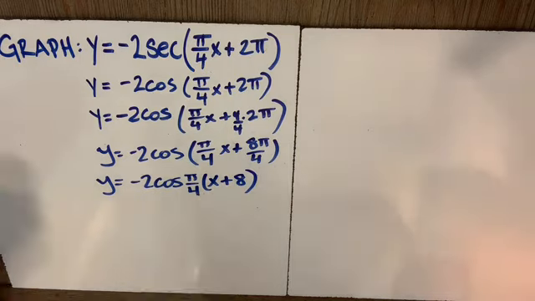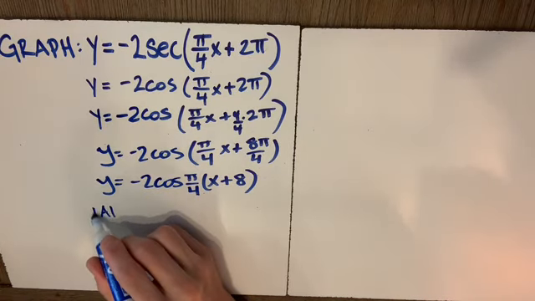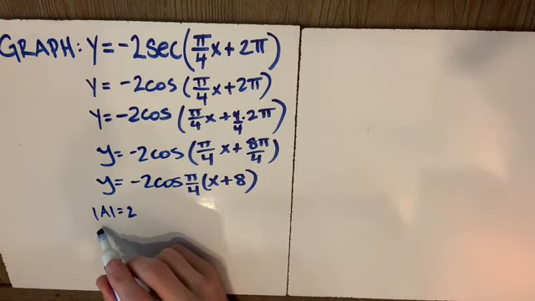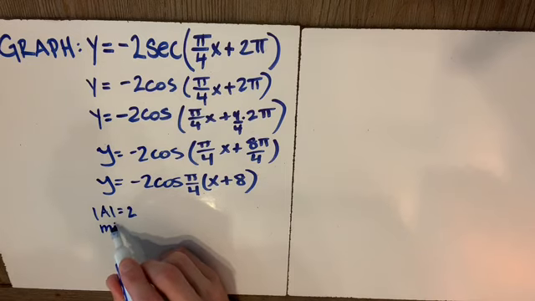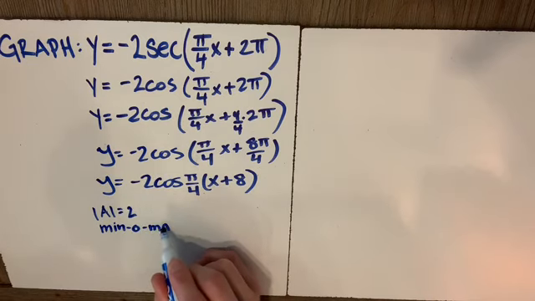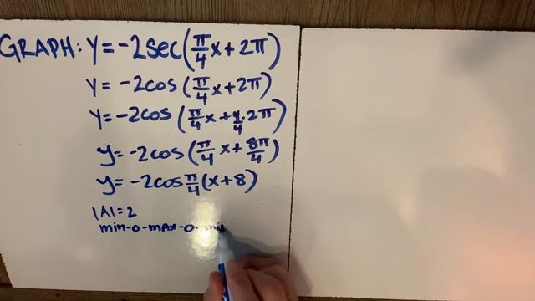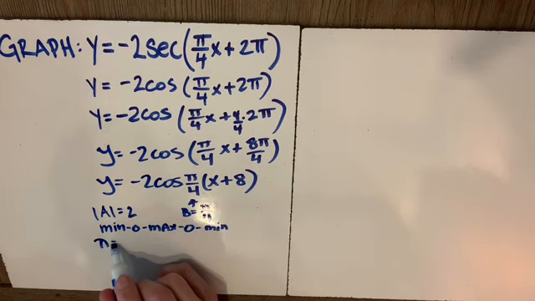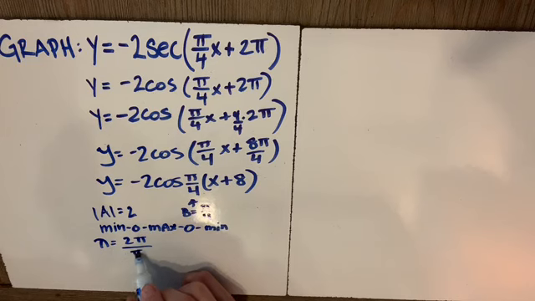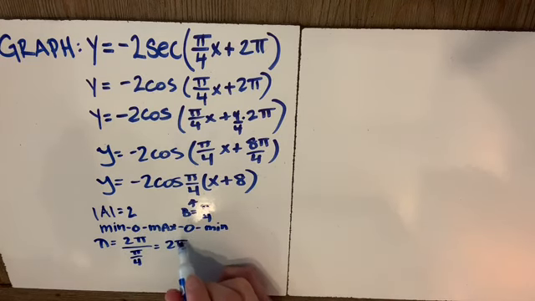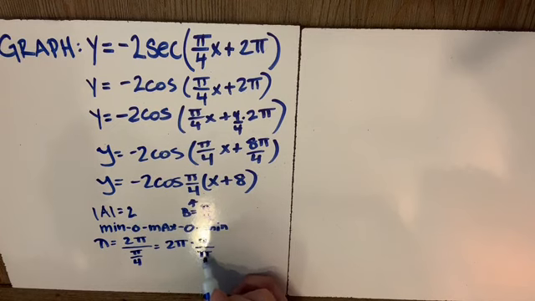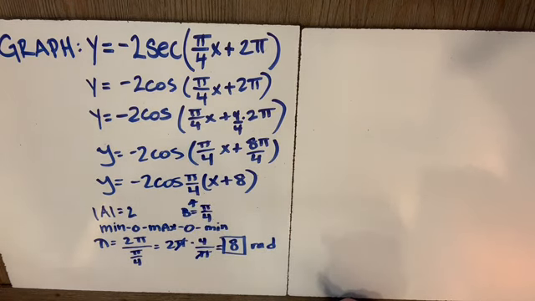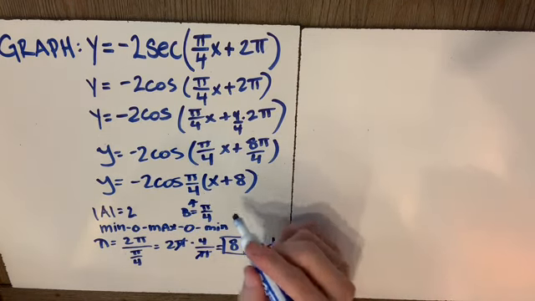So I can already tell you, based on this, that our amplitude is 2. But because we have a negative there, we've reflected it across the x-axis. So instead of max, 0, min, it's going to go min, 0, max, 0, min. I recognize that b is pi over 4. So period is 2 pi over b. If I keep, change, flip, I get 2 pi times 4 over pi, cancel, cancel, which gives us a period of 8. 8 what? Don't be afraid of that. That's 8 radians.